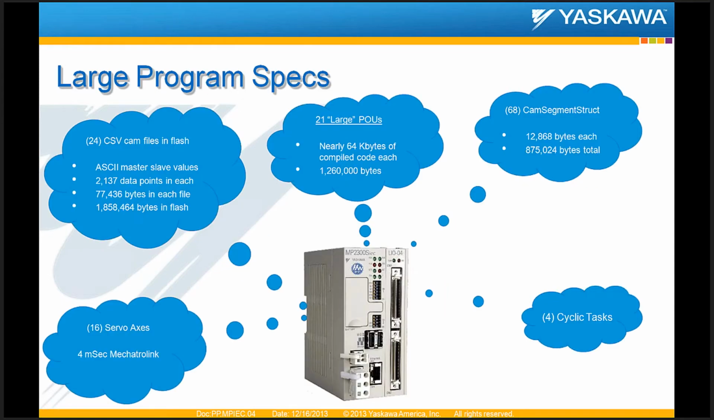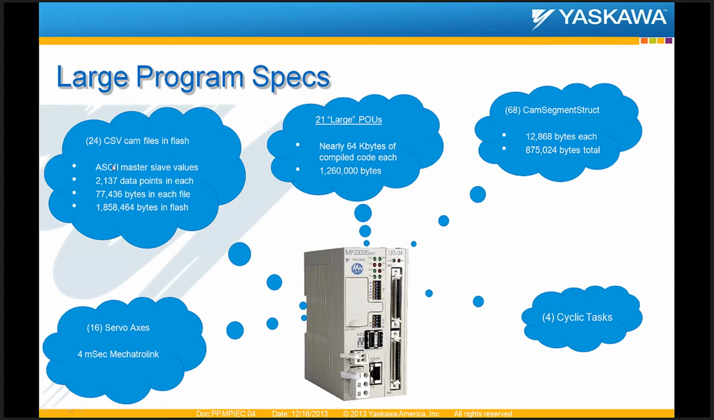So to kind of demonstrate some of the realities of making a large program, I'll go to that next. I'll show you the MotionWorks IEC large program that I have here. These are some of the attributes of that program, some of the details about it. What I've done to the controller is I've made some large data files, and I loaded them to the flash. So I have 24 CSV cam files in flash.